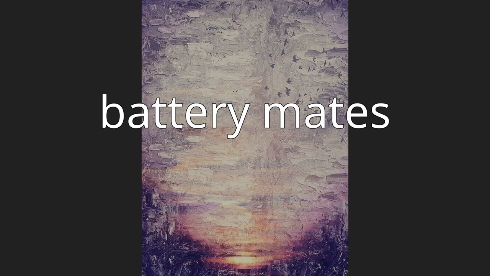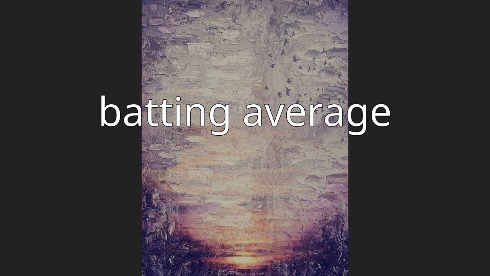Battery mates. A pitcher and catcher from the same team. See battery. Batting average. Batting average, BA, is the average number of hits per at bat. BA equals H/AB. A perfect batting average would be 1.0, read, 1,000. A batting average of .300 is considered to be excellent, which means the best hitters fail to get a hit in 70% of their at-bats.